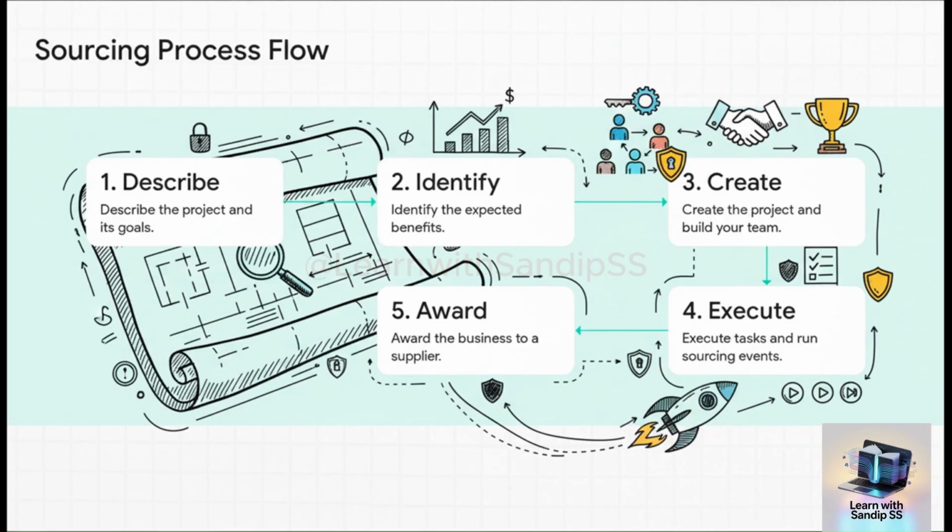You know, every successful project follows a pretty clear path. First, you lay it all out. Define the project, its goals. Then, you figure out the benefits. What's the real value here? Next up, and this part's crucial, you create the project workspace, and you assemble your team. From there, it's all about execution. You carry out your tasks, run your events, and finally, you award the business. It's a logical flow that just keeps everyone on the same page.